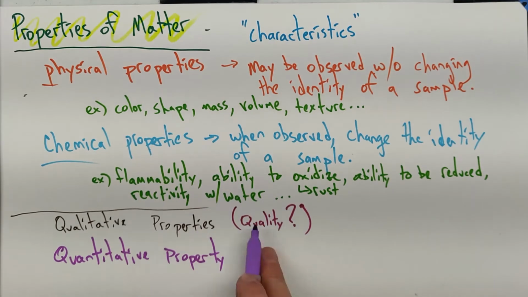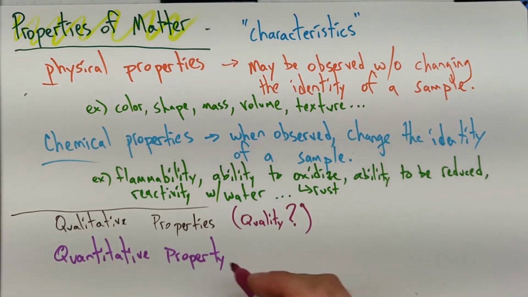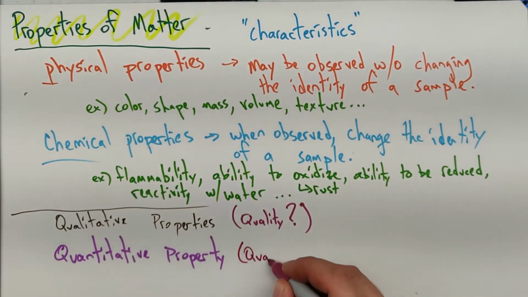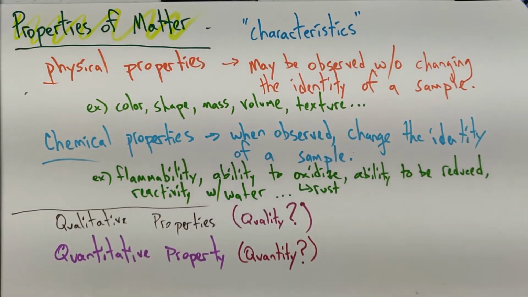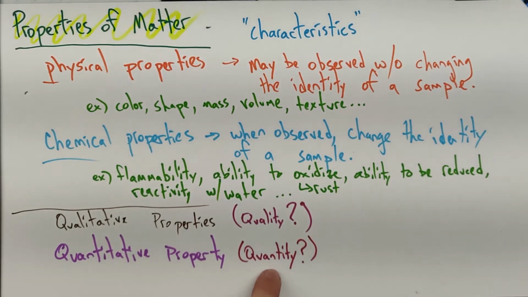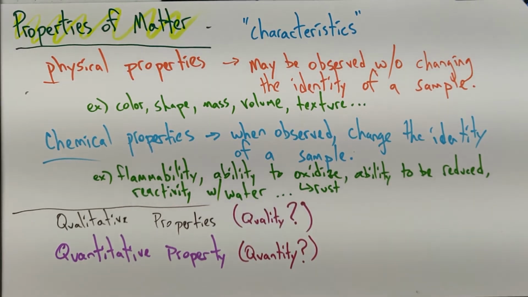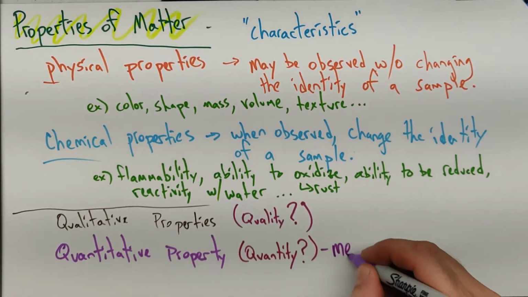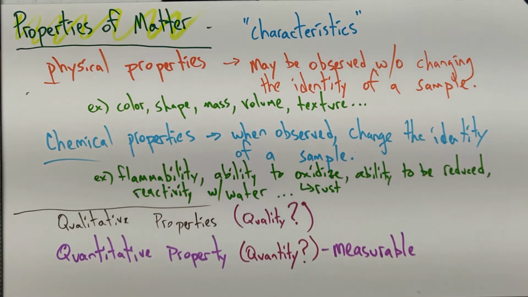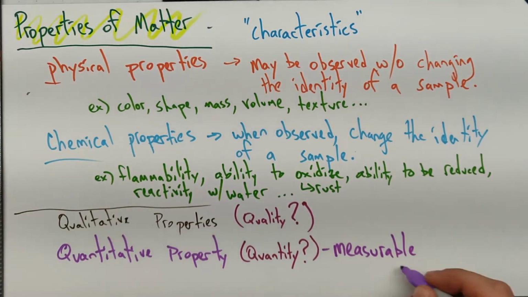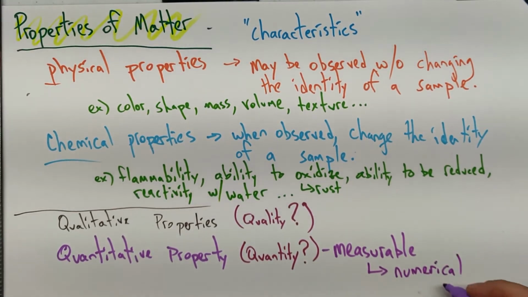And again, if we're going to look at quality as part of that qualitative definition, then quantity must be part of that quantitative definition. And then we can break things down a little clearer. If you're talking about the quantity, you're talking about how much, and how much is something you can measure. So a quantitative property is some measurable property, right? Another way we might say that is it is numerical in nature. It's got numbers.